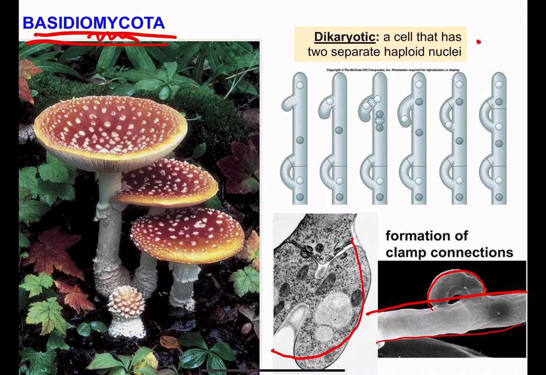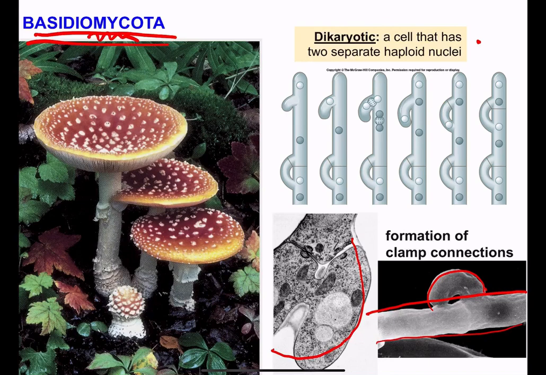Remember, a haploid cell is a cell that has just one entire set of genes. And a diploid cell is a cell that has two entire sets of genes. So all of our human cells are diploid. They all have two sets of genes, except for our sperm and egg cells. Those are haploid. They have the one set.